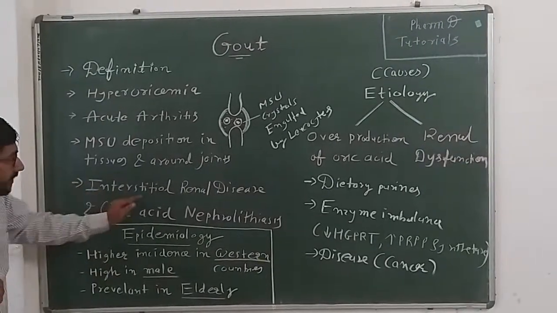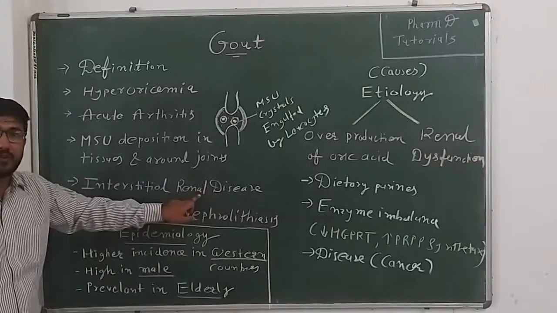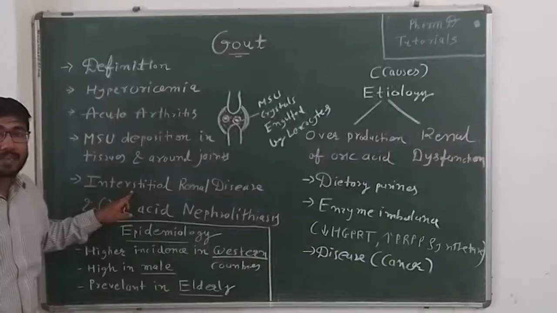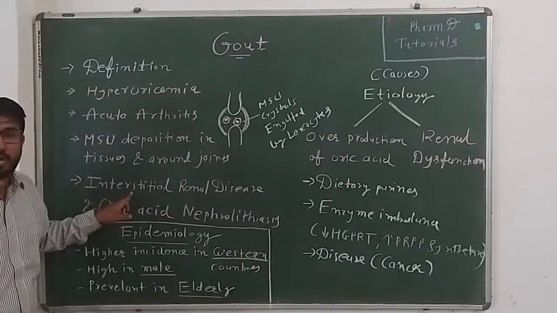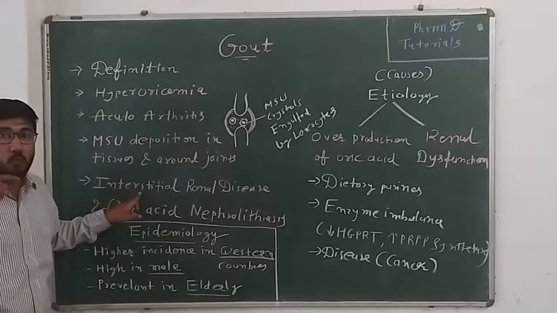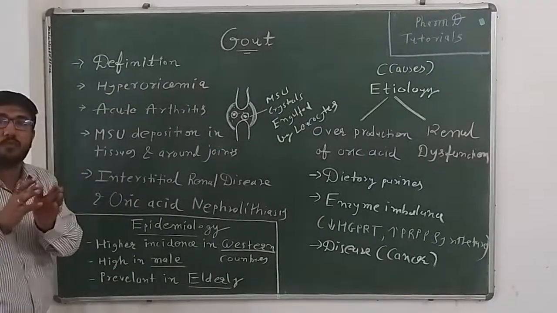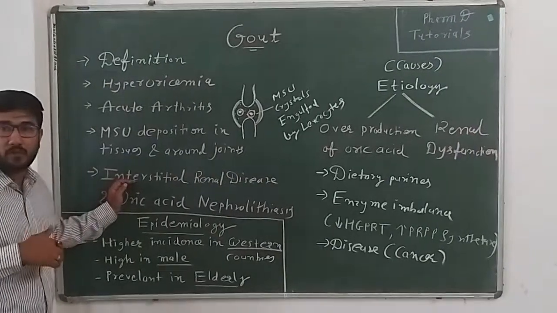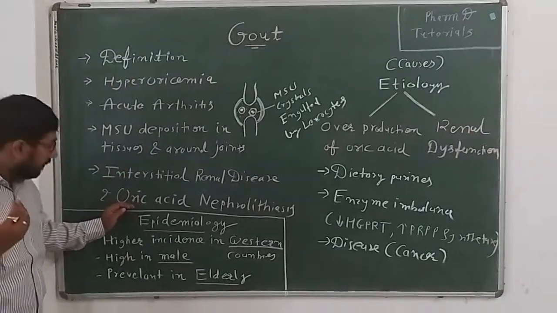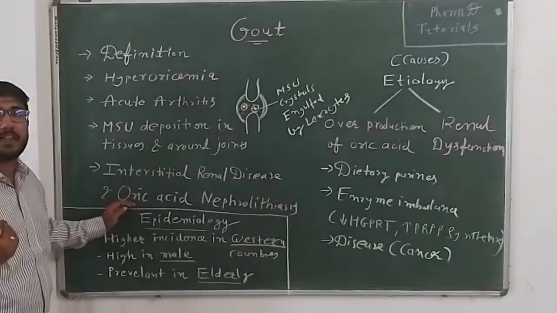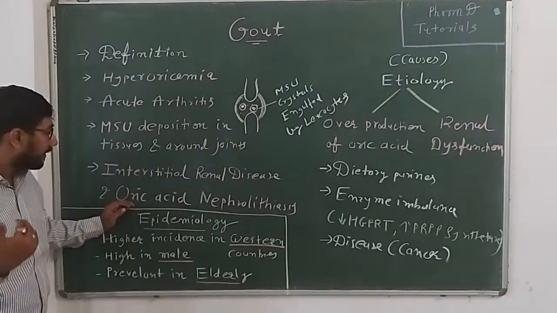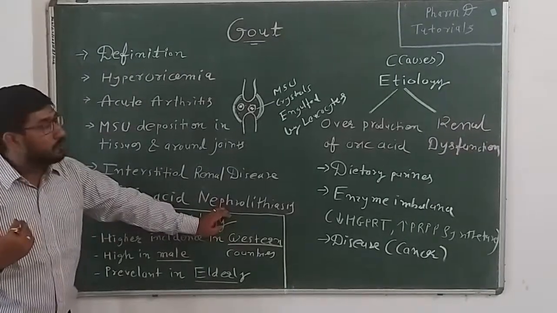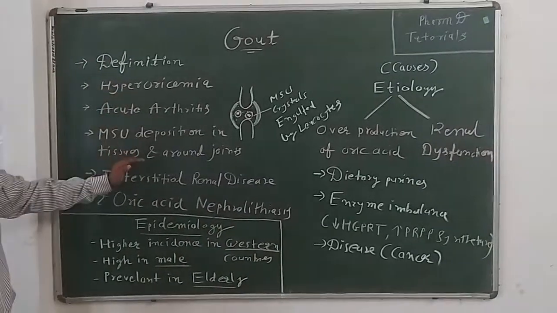Then next one, that is interstitial renal disease. This excess of the uric acid can deposit inside the renal interstitium. The other part, that is the vasa recta, which are the blood vessels of the loop of Henle, the blood vessels surrounding the loop of Henle, are also getting affected by the uric acid, as well as the interstitium of the renal system. Also the convoluted tubules as well as the collecting duct can be obstructed by the uric acid and ultimately lead to uric acid nephrolithiasis.